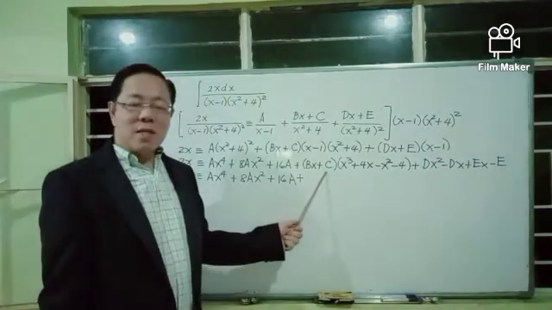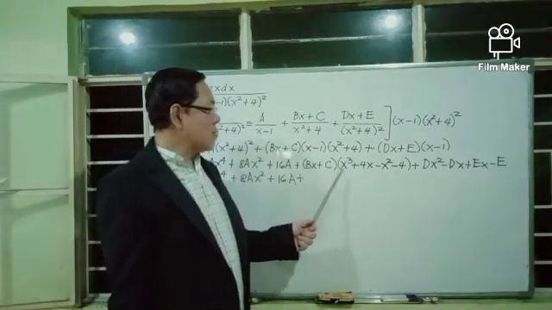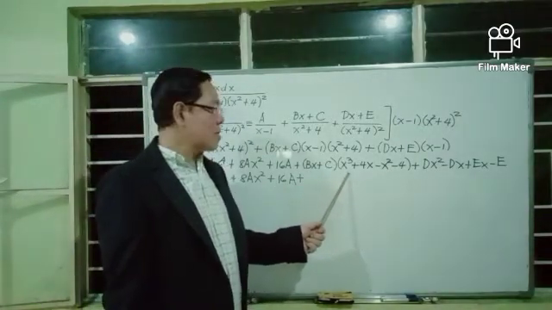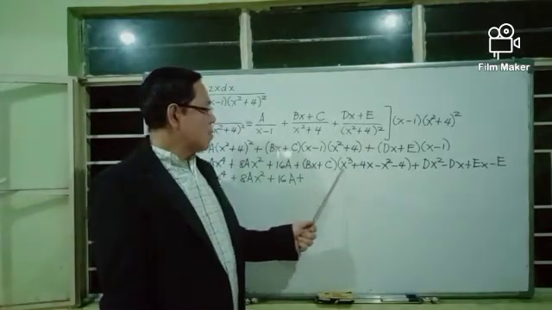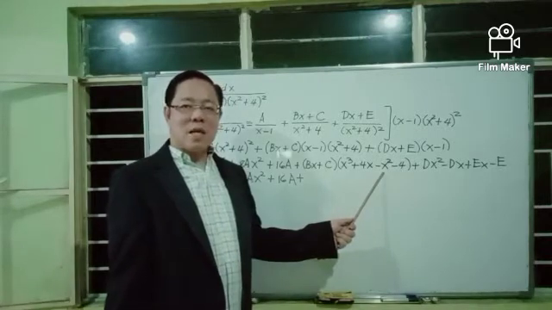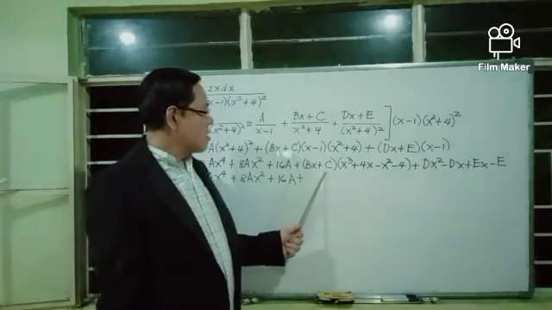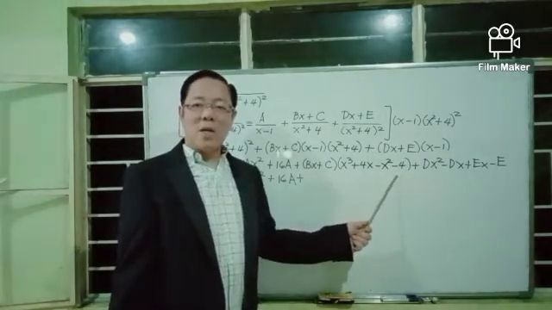Also distribute C by multiplication. C multiplied by x cubed is Cx cubed. C by 4x is 4Cx. C by minus x squared is minus Cx squared. And C multiplied by minus 4 is minus 4C.